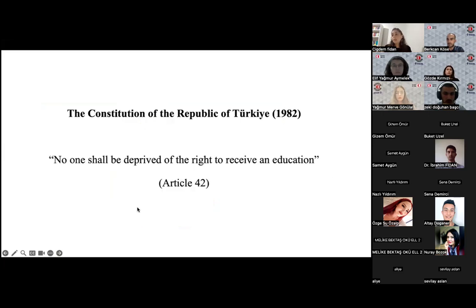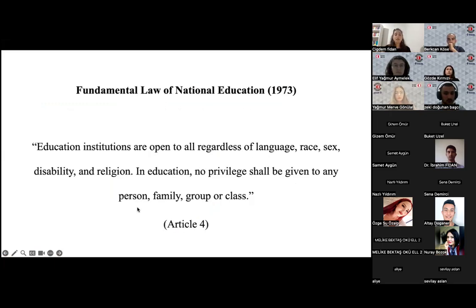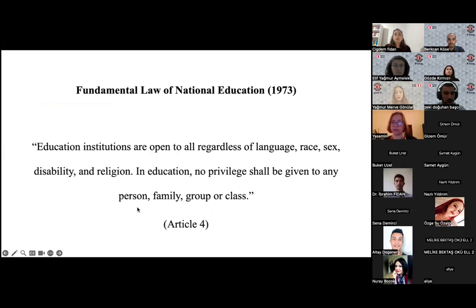So what about the policy documents then? The Constitution of the Republic of Turkey says that no one shall be deprived of the right to receive an education, right? And the fundamental law of national education says that education institutions are open to all, regardless of language, race, sex, disability, and religion. In education, no privilege shall be given to any person, family, group, or class. So this is okay, right?